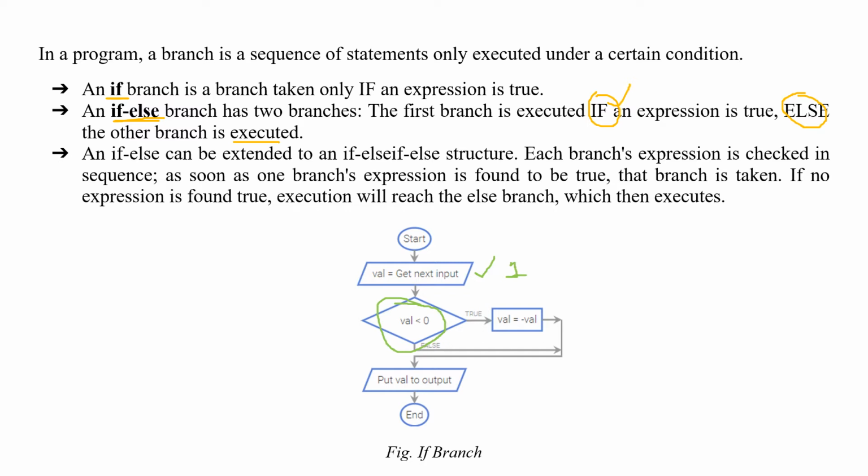If it's true, it goes here. If it's less than 0, it goes here. Then the value will be equal to value minus value, that will be 0, and it prints it.